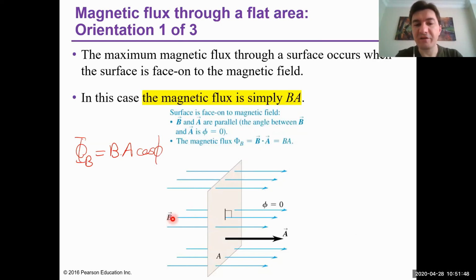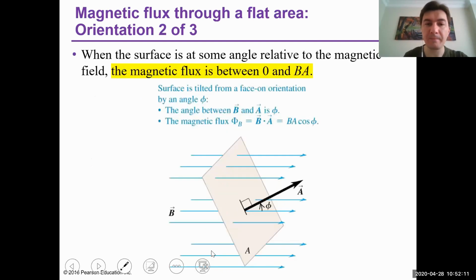So here, this is the direction of the magnetic field. This is the direction of the surface. Then the angle between magnetic field and the surface vector is 0. Then cosine 0 is 1. Then the magnetic flux is given by B times A, if the surface is staying like this. If I change the position of the surface with that angle, now we have phi angle between magnetic field and surface vector, then the flux is given by BA times cosine phi.